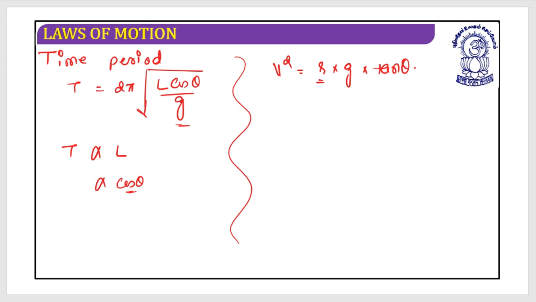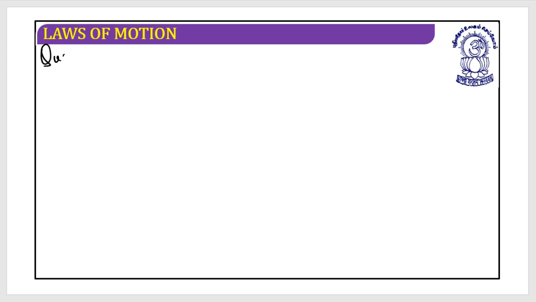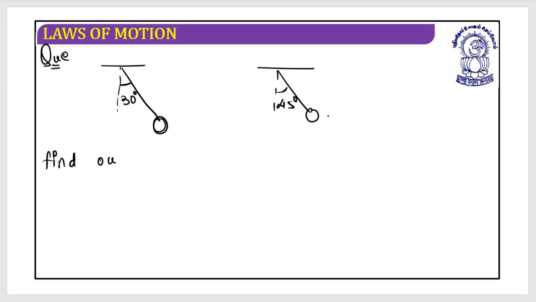So let's have one question. This is the vertical, this is the theta, and this theta is 30 degrees. This is the pendulum, and this is 45 degrees. Find out the ratio of time period 1 to time period 2. This is the first, this is the second.